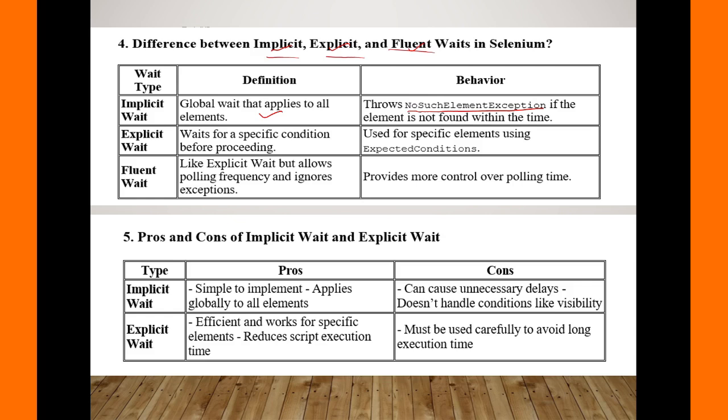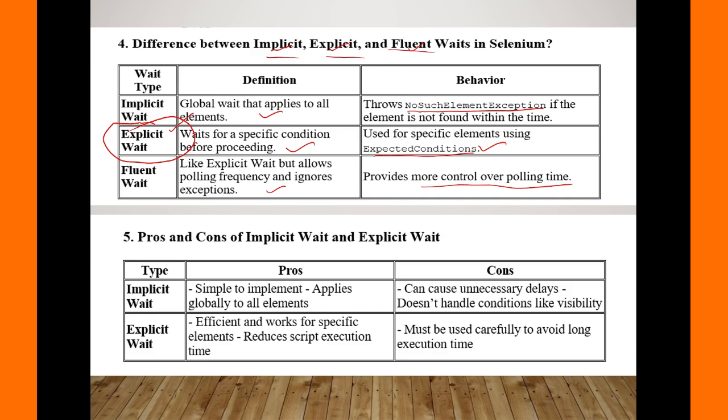Just keep in mind, most of the time the interviewer asks what kind of behavior this wait has. Implicit wait throws NoSuchElementException if the element is not found within the time. Then explicit wait waits for a specific condition before proceeding, used for a specific element using ExpectedConditions. Then fluent wait is like explicit wait but allows polling frequency and ignoring exceptions, providing more control over the polling time. In the upcoming slide we will discuss the exact difference between explicit wait and fluent wait.